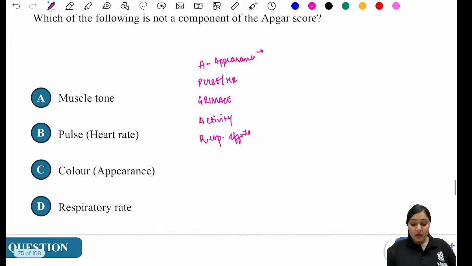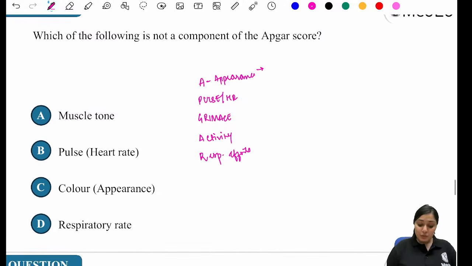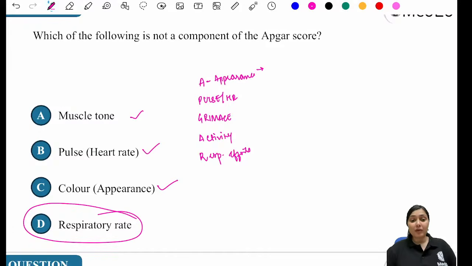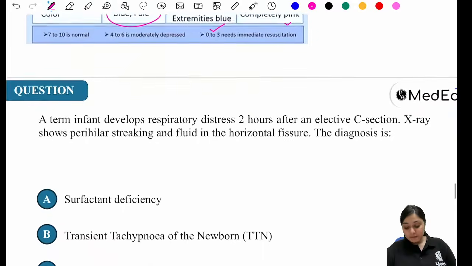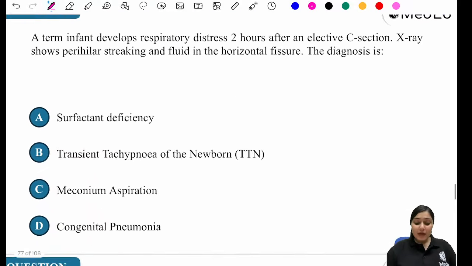Above 100, 2. So here you can clearly see muscle tone is there, heart rate is there, appearance is there, respiratory rate is not there, respiratory efforts are there. If no efforts, 0. If the efforts are slow, gasping respiration, 1. If good efforts, the child is crying, that is 2. Right, so D would be the correct answer over here. Moving to the next question.